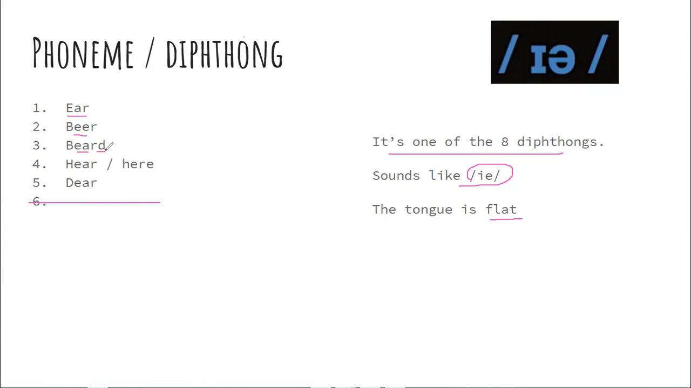Aquí tiene una D al final, entonces hay que hacerla. Beard, para que no se confunda con la de arriba. Here, son iguales, son dos homófonos. And dear. Again, British pronunciation. We know the American is here and beer and beard and here and dear. British, here, beer, beard, here, and dear.